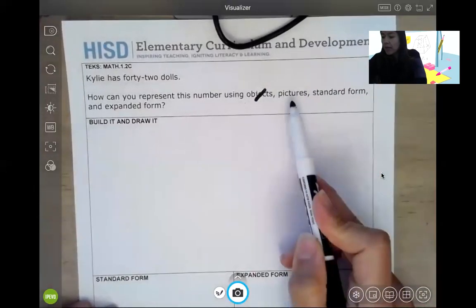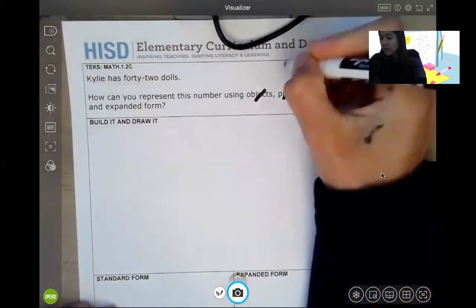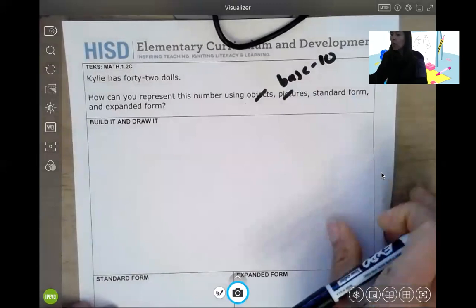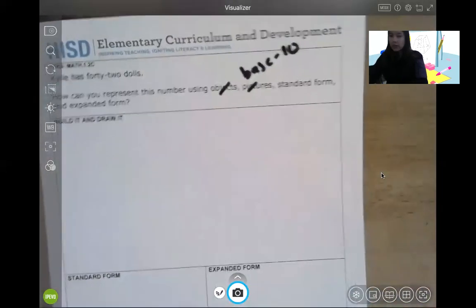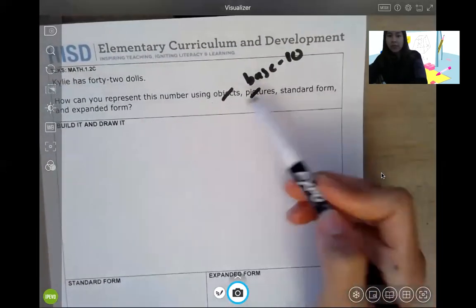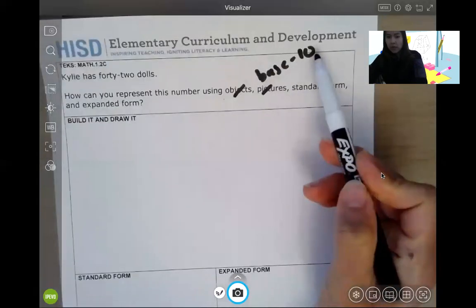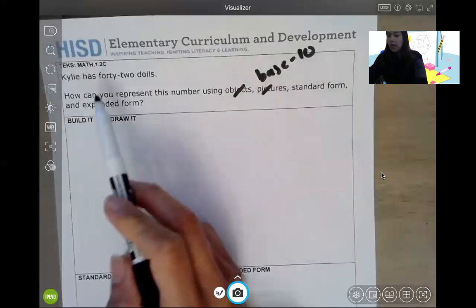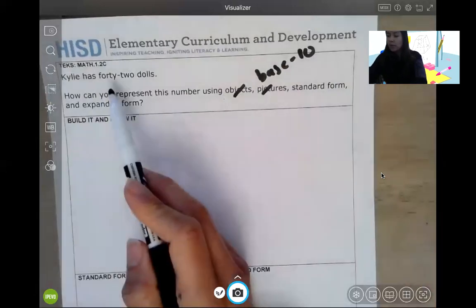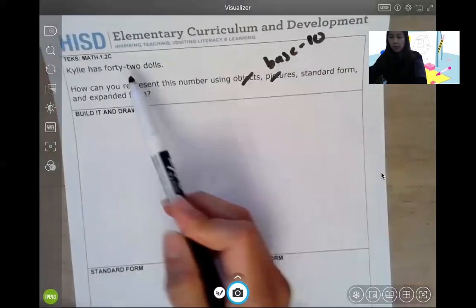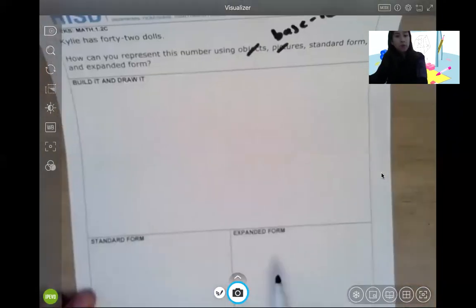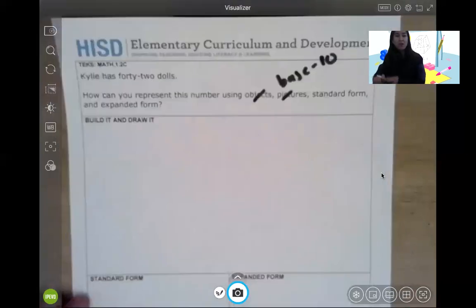And remember, the picture you're going to use is base 10. So please, no hearts, no circles, no stars. You're going to use base 10 blocks. You're going to draw them to represent the number 42. And then you're going to represent the number 42 in standard form and then expanded form. Then take a picture of your work and submit it in your portfolio.